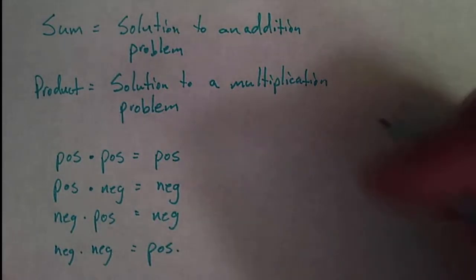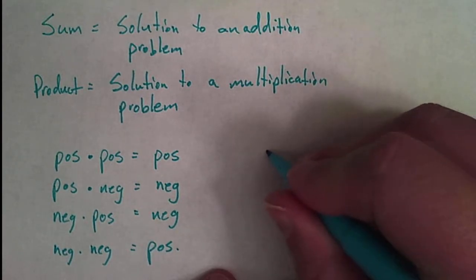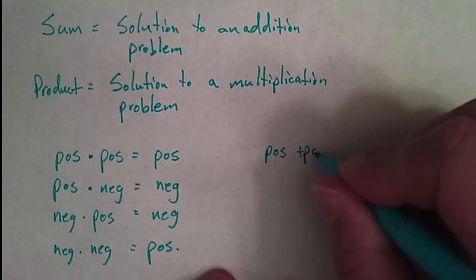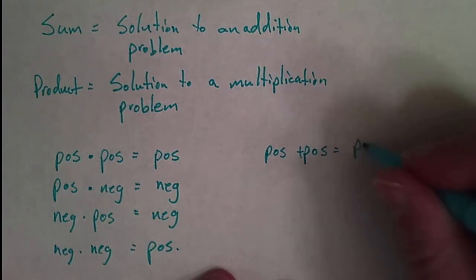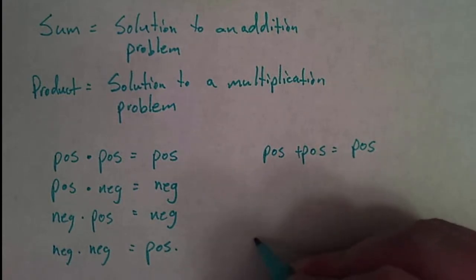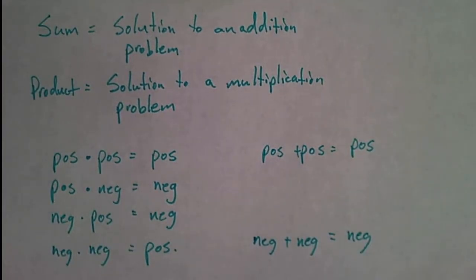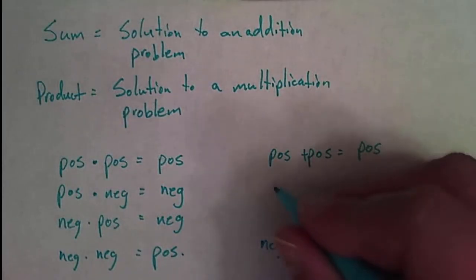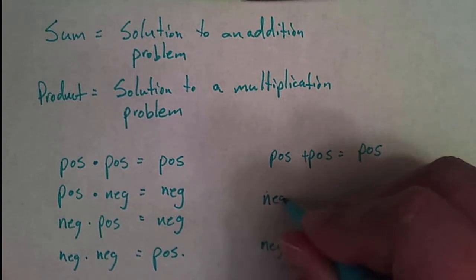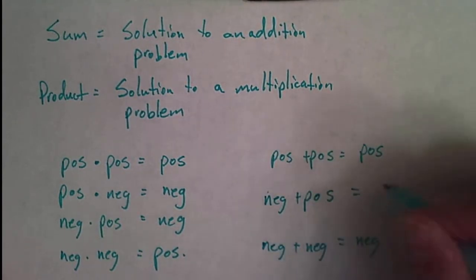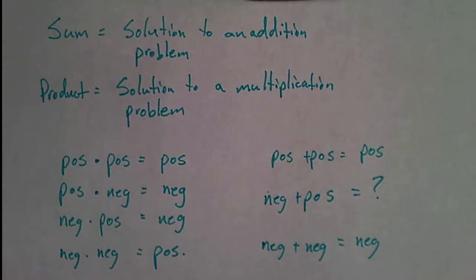But over here, when we're talking about the sums, if we take a positive plus a positive, we know the result is going to be positive, right? Same thing, if we take a negative plus a negative, we know the result is going to be negative when we're adding them together. But we have this big in between step. What happens when we're adding a negative and a positive? If we have a negative plus a positive, what do we get?